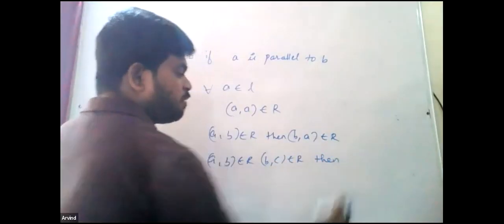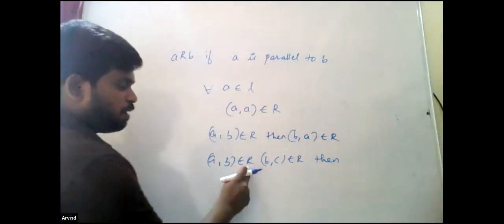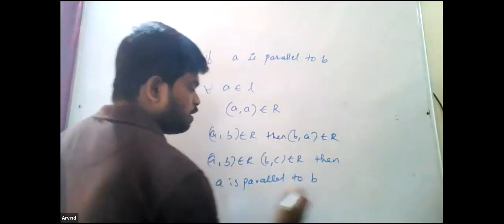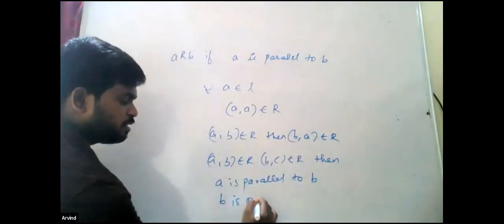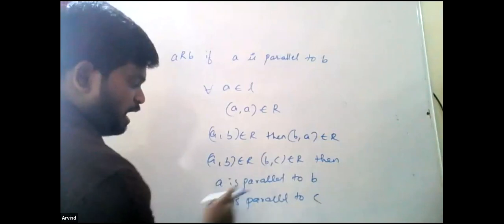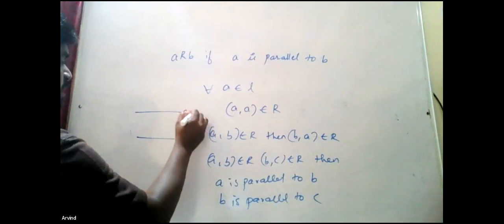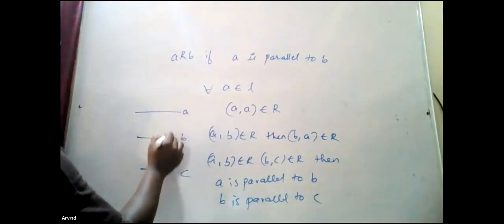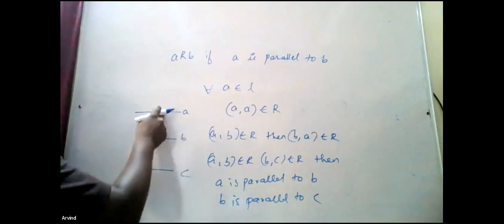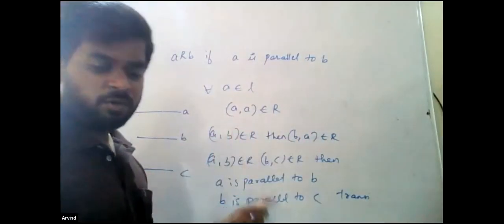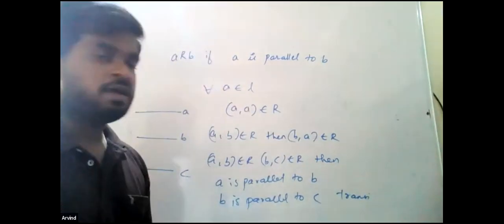Coming to transitive, A, B is in R, B, C is also in R. We have to check whether A, C comes or not. A, B belongs to R means A is parallel to B. Correct? B, C belongs to R means B is parallel to C. Simple. A is parallel to B and B is parallel to C. 100% A and C will be parallel. Suppose this is line A, line B and line C. A and B are parallel. B and C are parallel. Obviously A and C will be parallel. Therefore this is transitive. So reflexive, symmetric, transitive. Therefore this is an equivalence relation.